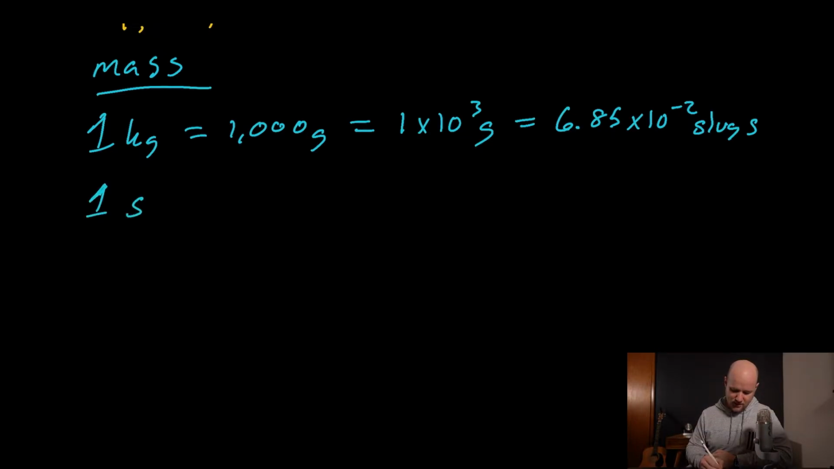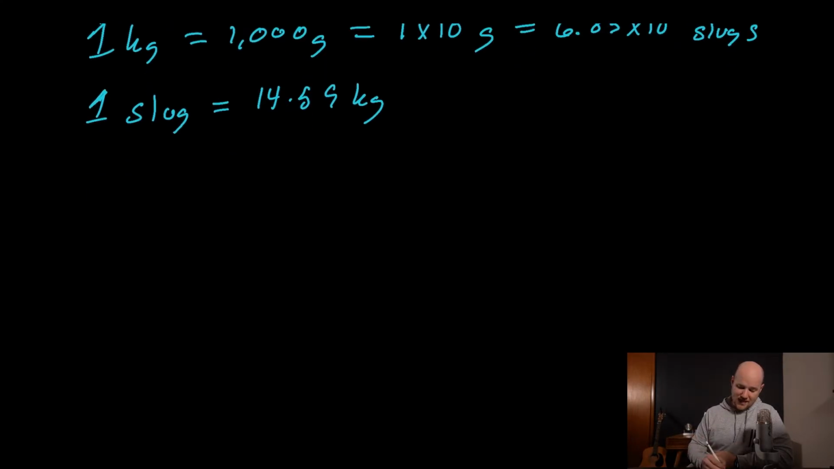Now, 1 slug is equal to 14.59 kilograms. And that's all the mass conversions that I'm going to do. It really doesn't go much further beyond that. Now let's do some time conversions.